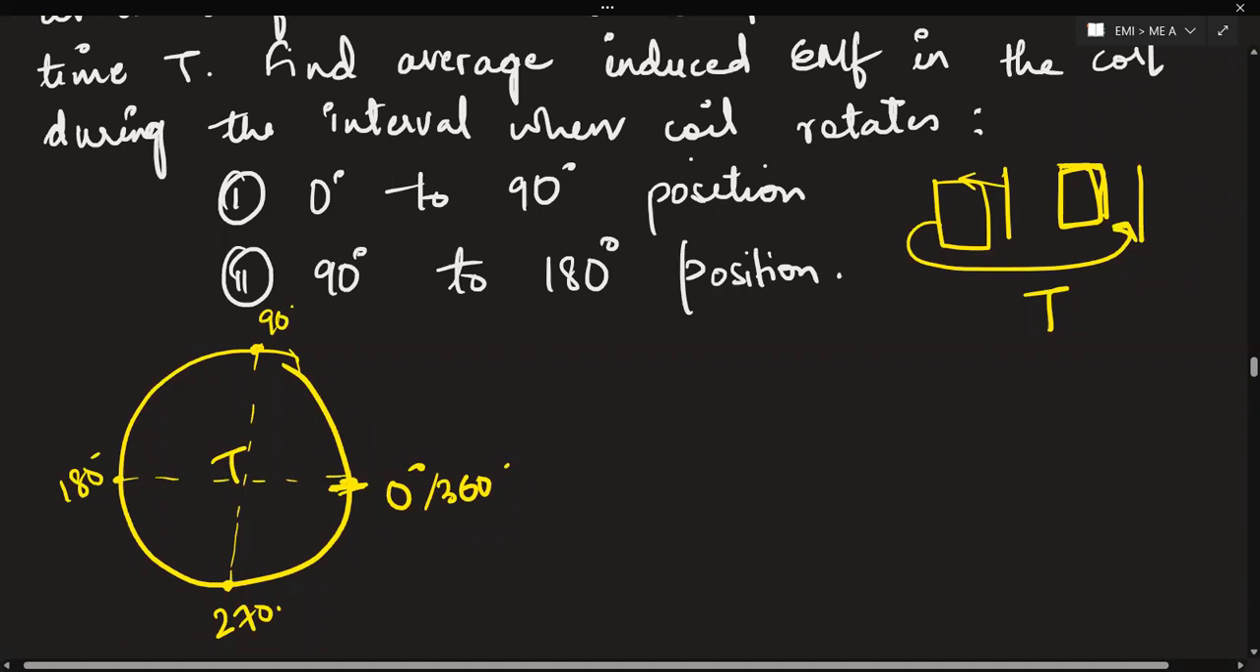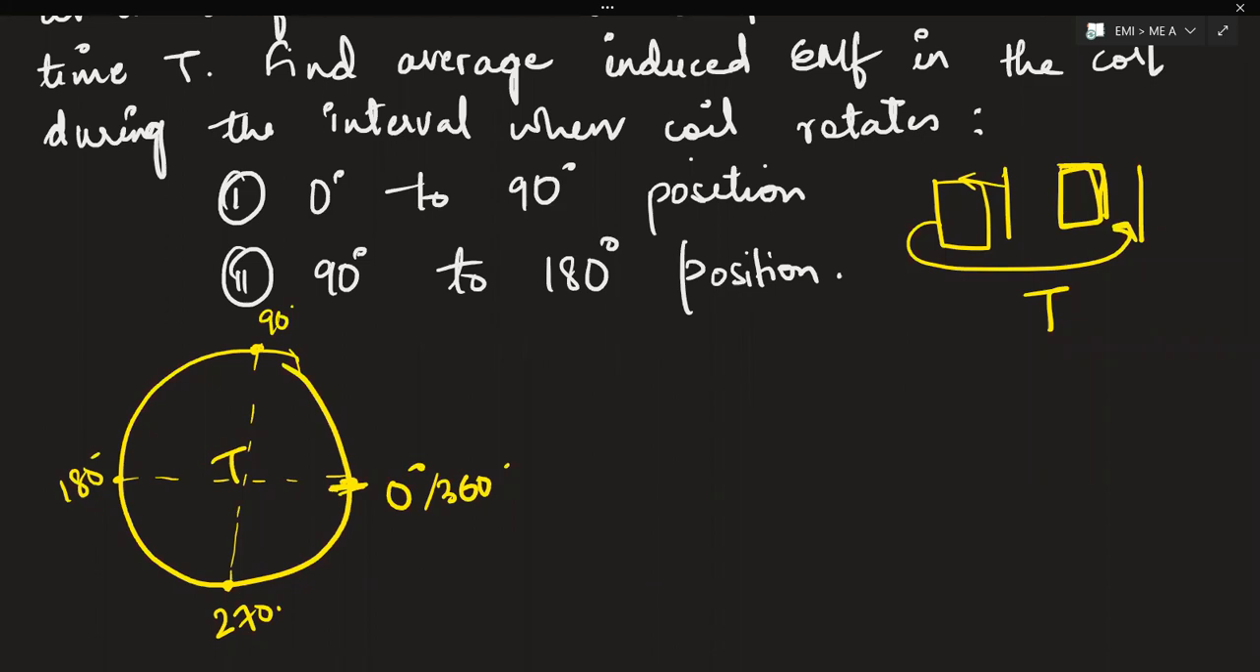Now tell me class one thing. All of you reply to me in the chat box. If the coil is moving from 0 to 90 degree, this part, then what will be the time period that I should consider? Quickly reply in the chat box. Total time period is T. If only from 0 degree to 90 degree, what should be the time period?